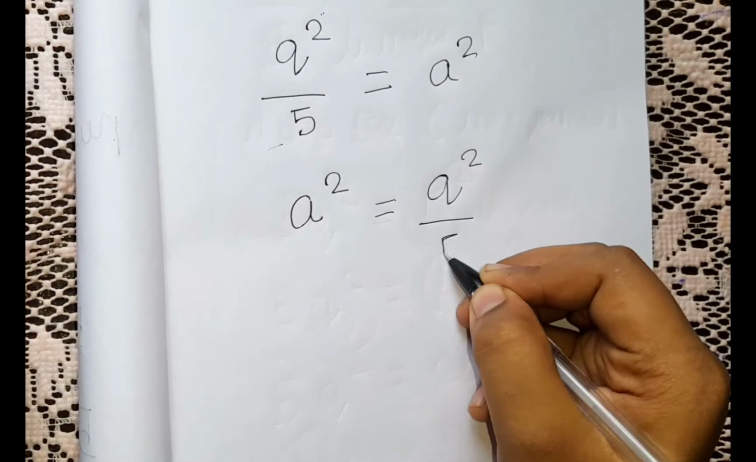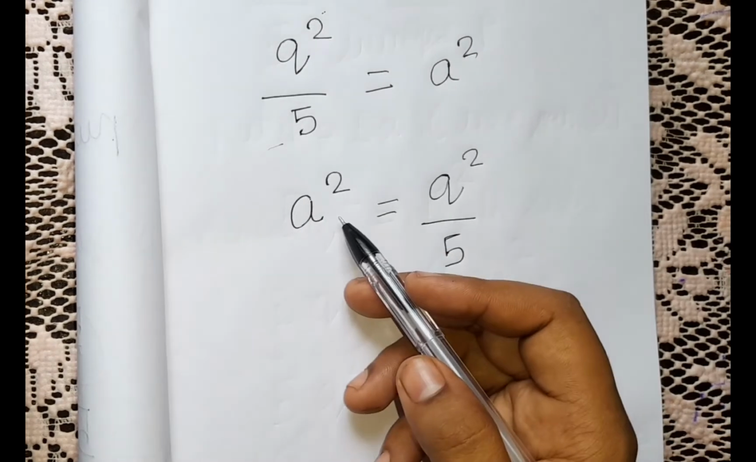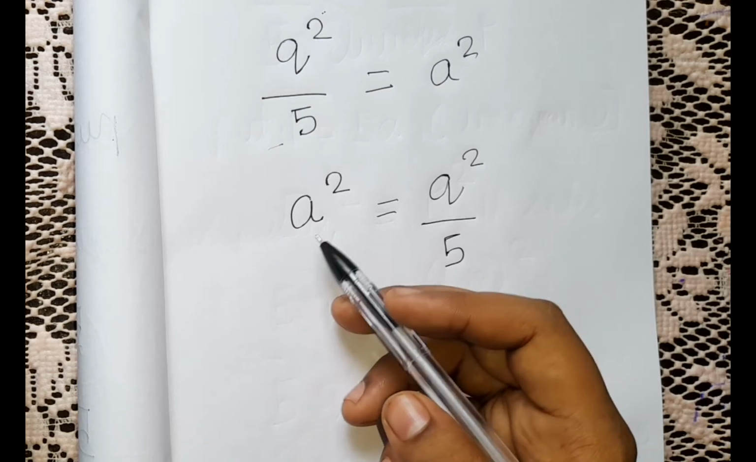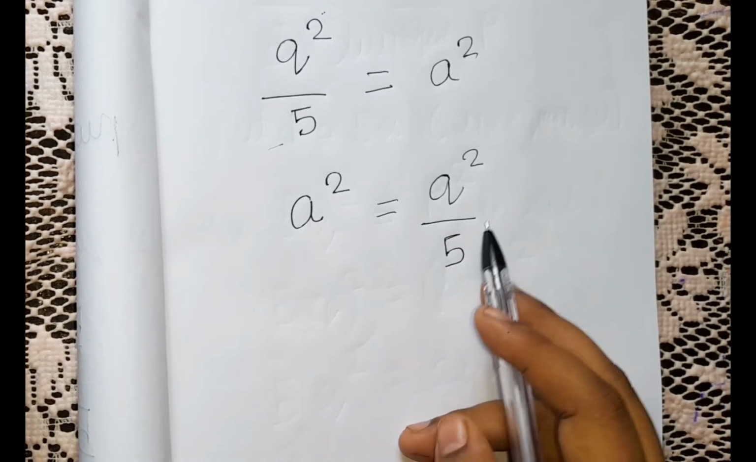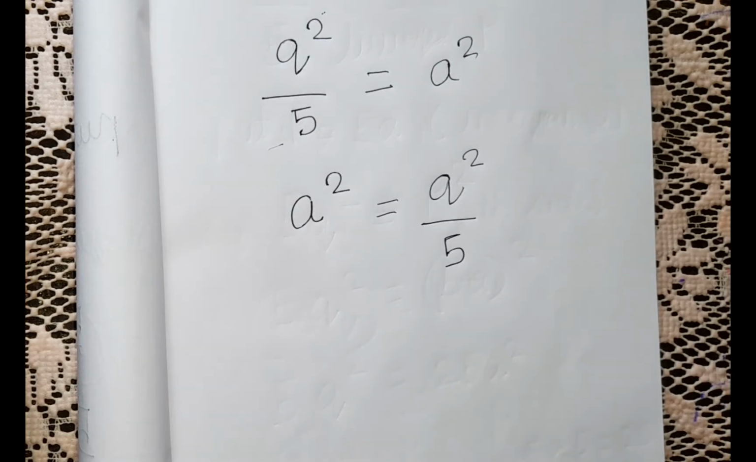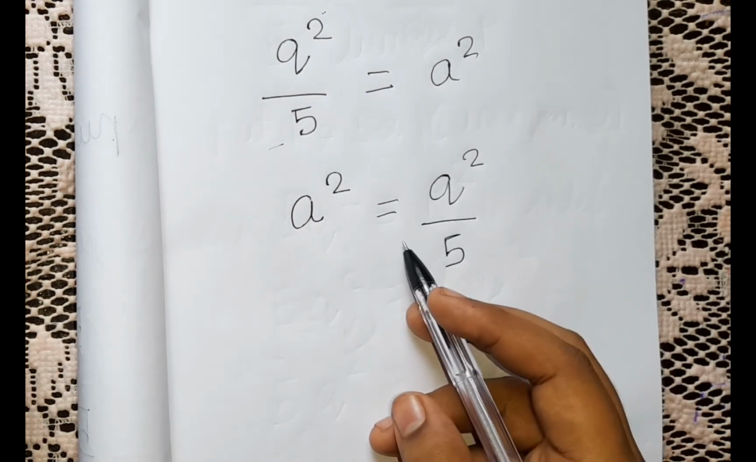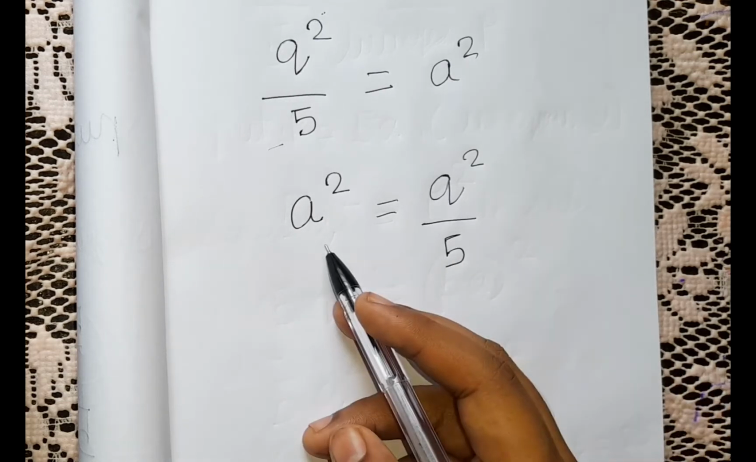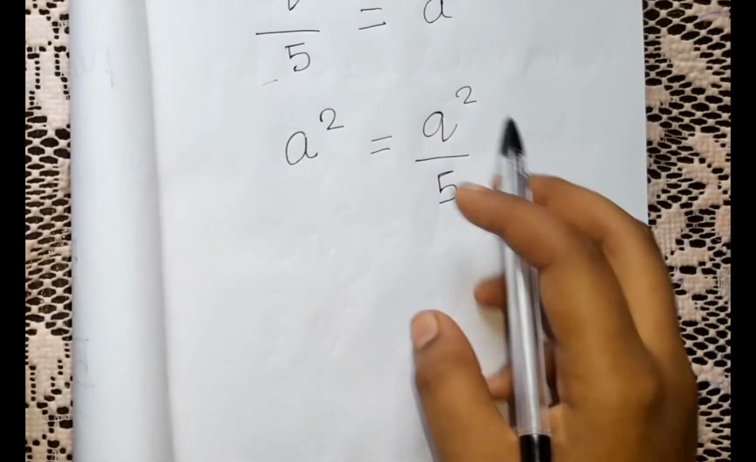You might ask, why are we writing like this? Because these forms are supposed to be right over here. That's why I wrote a square right over here, because the a square value is q square by 5. It would be much better on the left side, because we are supposed to write the value of that particular variable on the left side. And that too we should prove that 5 divides q square. For that it has to be on the right side.